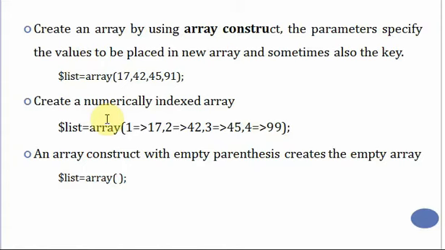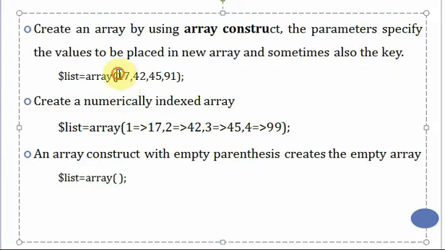So the second way of creating is with the array construct. The parameter to an array specifies the values to be placed in a new array. Sometimes it can also be a key. So we'll just see an example here. If an array is like any other traditional array, only the values need to be specified. Traditional array means what you already learned in other languages. So just see this example.